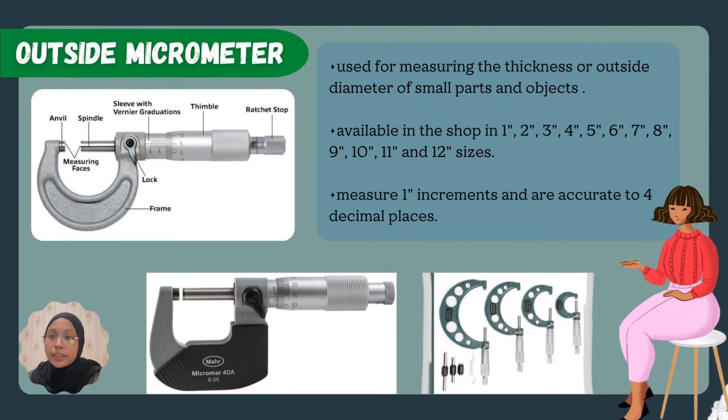Outside micrometer is used for measuring the thickness or outside diameter of small parts and objects. It is available in the shop in 12 sizes of inches. Outside micrometer measures in 1 inch increments and it is accurate to 4 decimal places.